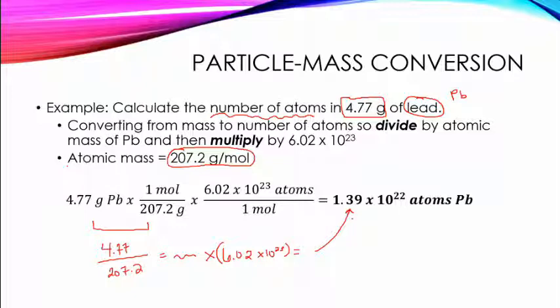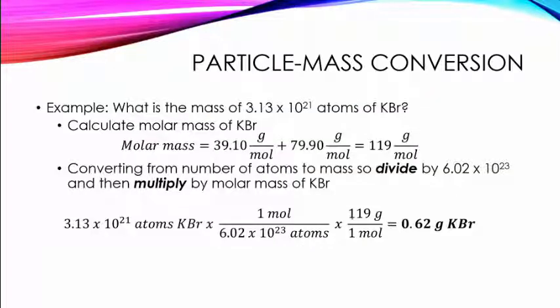So, I take my mass divided by my molar mass, the mass they started with, 4.77 divided by the atomic mass, then multiply by Avogadro's number. So it's 2 different calculations. I can do it all in my calculator, but I'm going from one to the other. Okay, let's do the other direction.